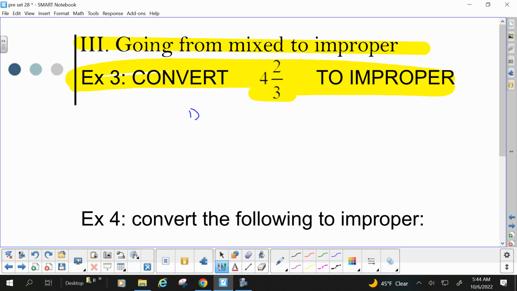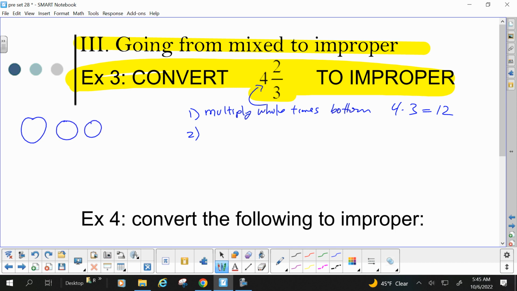I hope you said we multiply the whole number times the bottom. So 4 times 3 is 12, yeah? Now that is like dividing the 4 into thirds. When I divide 4 into thirds, I get 12 parts, yeah? Now I'm going to add the 2 other parts that I had. Add the top to that.